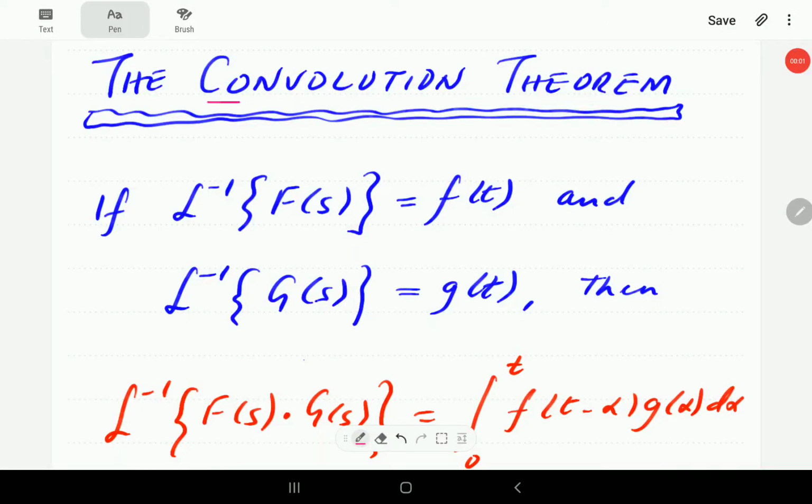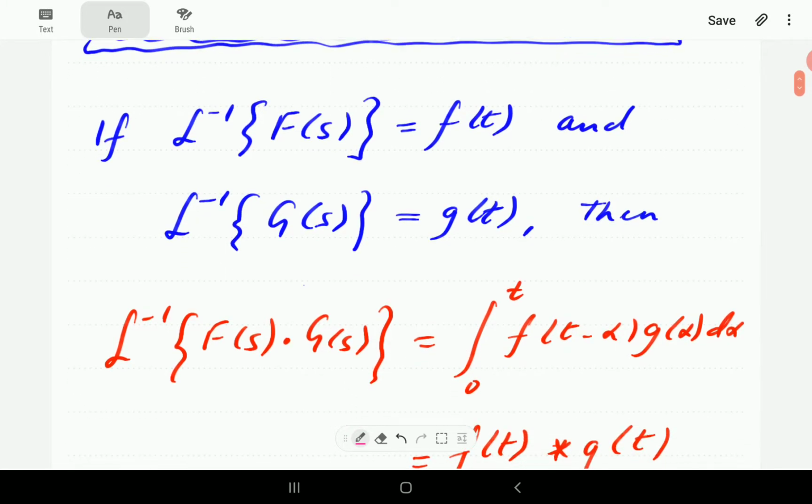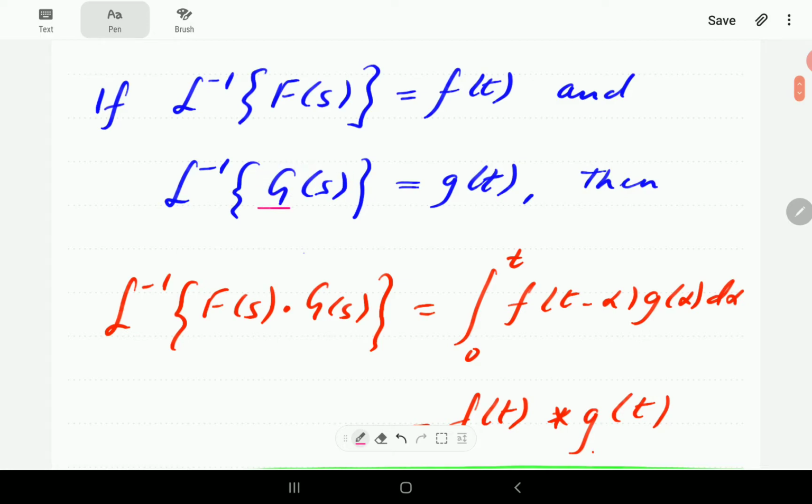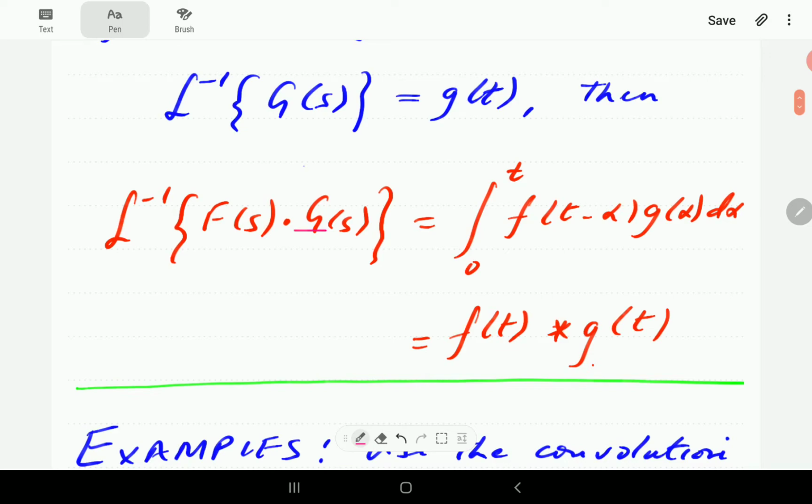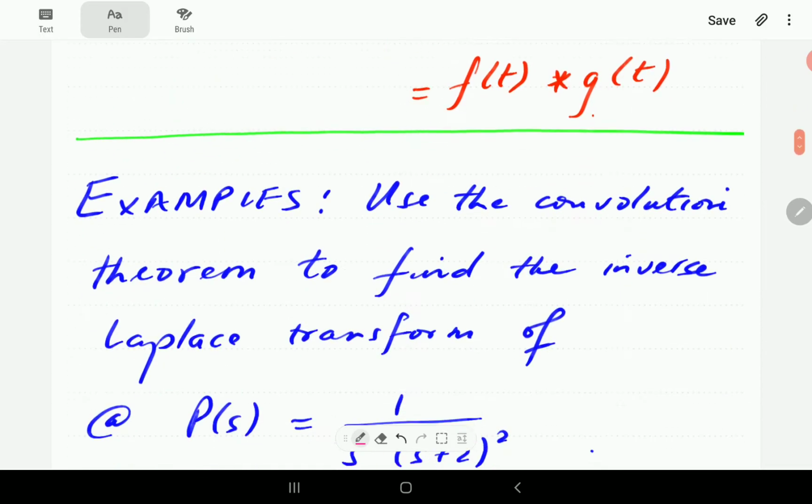In this video, we're going to look at how to use the convolution theorem to work out inverse Laplace transforms of functions. So the statement of the theorem says the inverse Laplace transform of F(s) is f(t), and the inverse Laplace transform of G(s) is g(t). Then the inverse Laplace transform of the product F times G is given by this integral here.